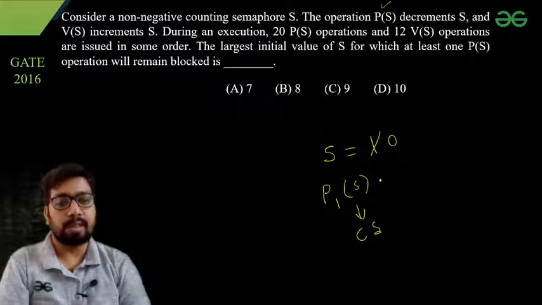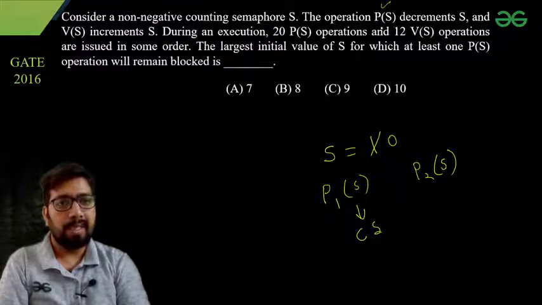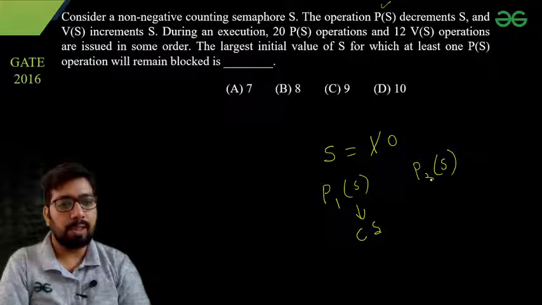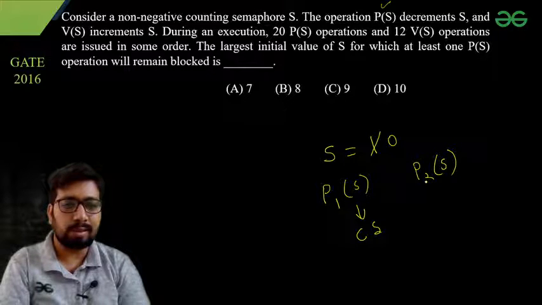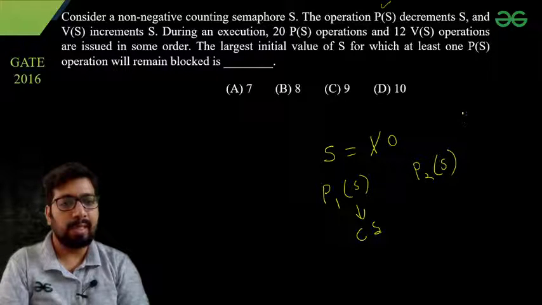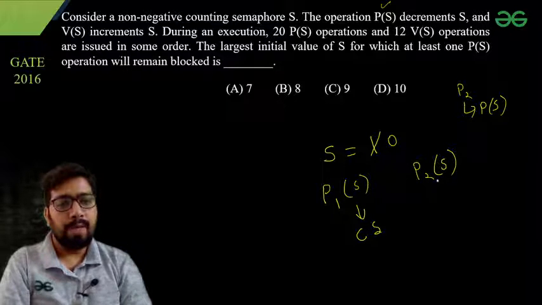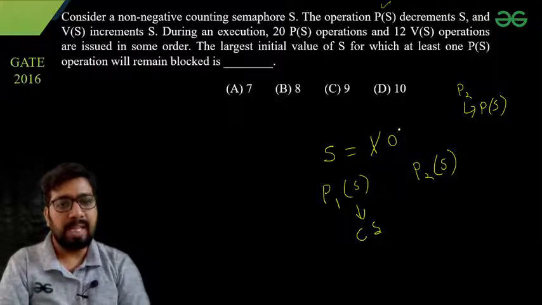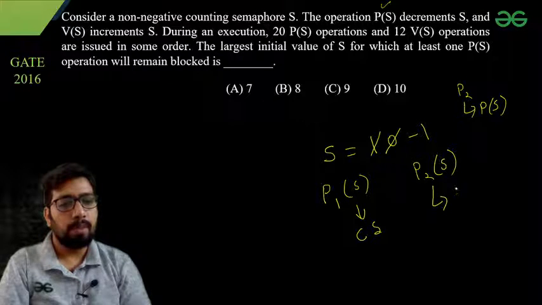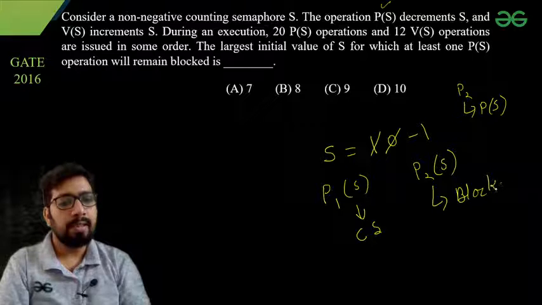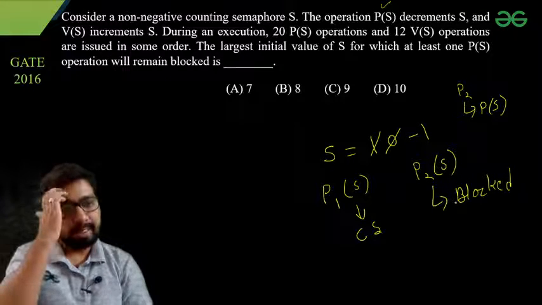After that a new process comes, suppose P2, and it is also performing the P(S) operation. I am writing P2(S) just to make it easy. When P2 performs the P(S) operation, it will decrement the value from 0, because it is a counting semaphore. So the value will go to -1 and P2 will go into the blocked state. P2 is in the blocked or waiting state.